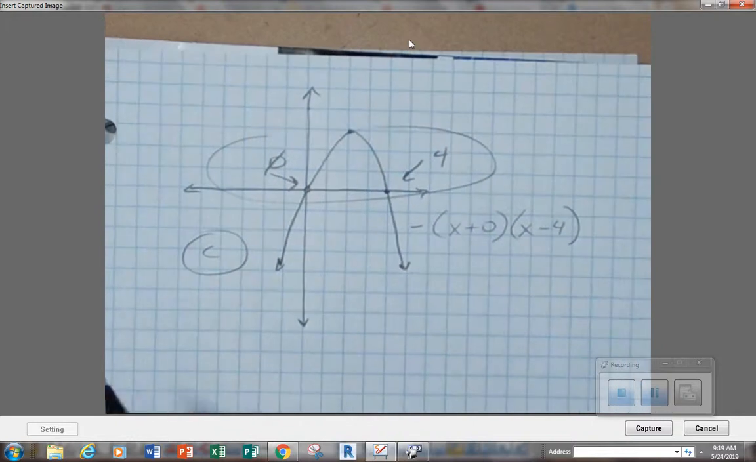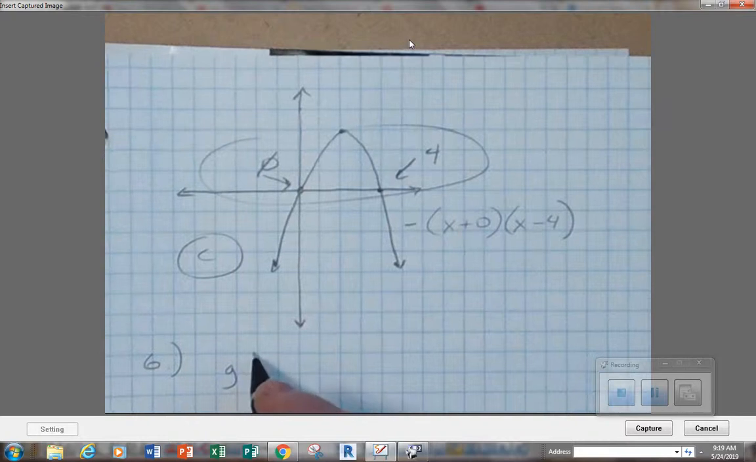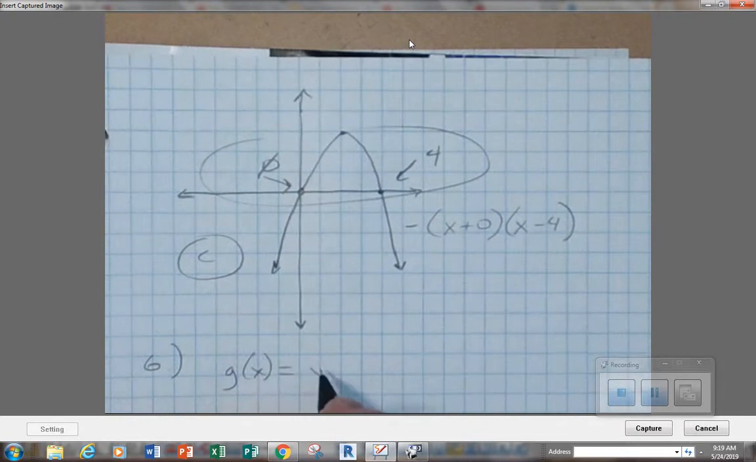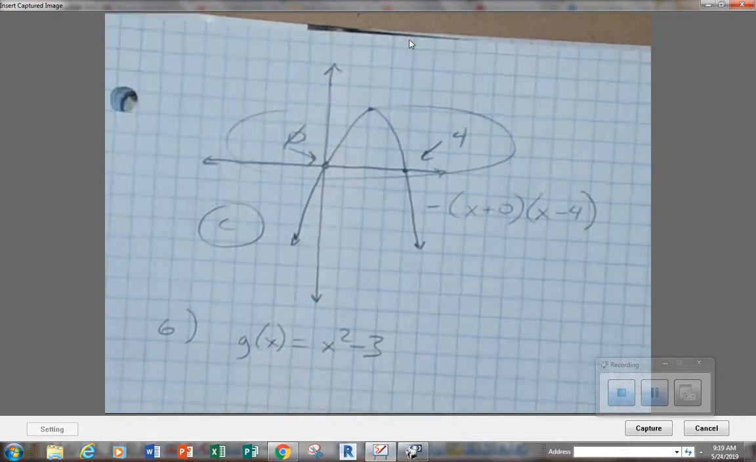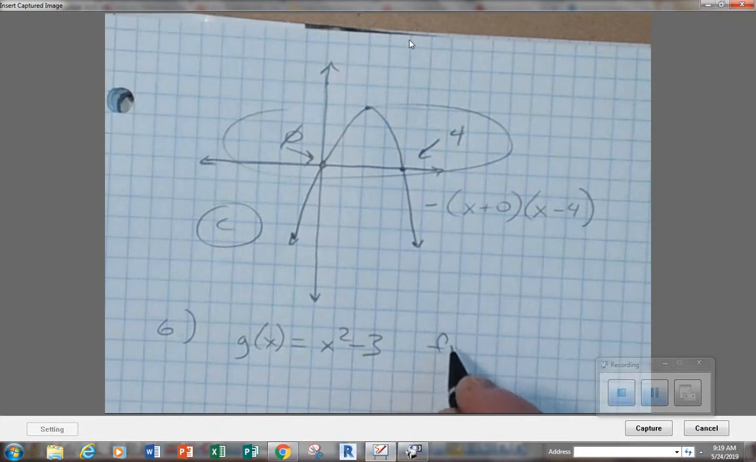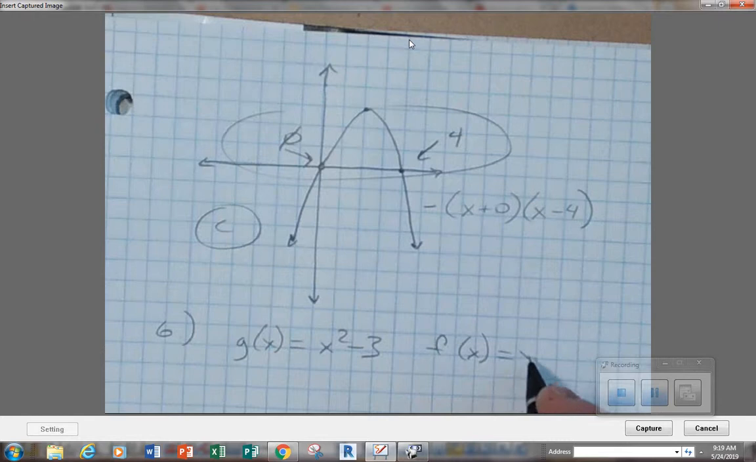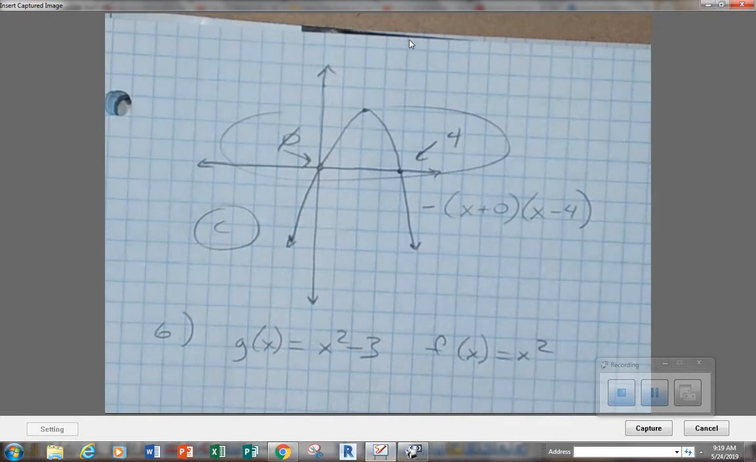Number 6. How was the graph? And it has g of x equals x squared minus 3 related to f of x equals x squared.